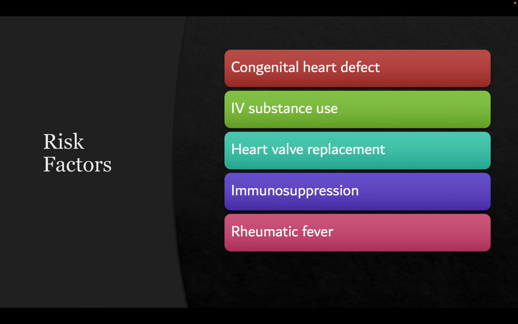So some risk factors that we see in your assessment: anytime that we see congenital heart defects or cardiac abnormalities, we have intravenous substance use, which is one of the major red flags for this. Heart valve replacement, immunosuppression, rheumatic fever and other infections. They talk about school-age children who have a long duration of streptococcus infection. And malnutrition, overcrowded areas, and a lower socioeconomic status.